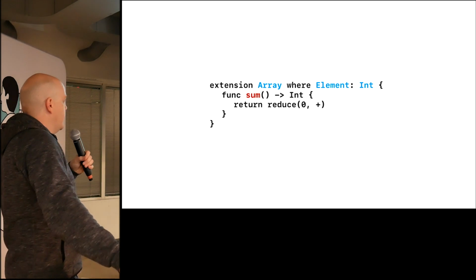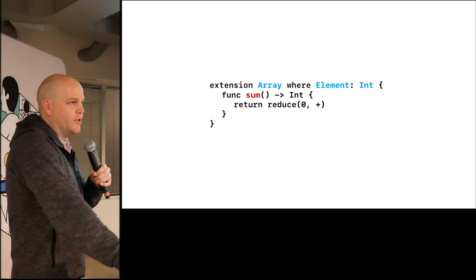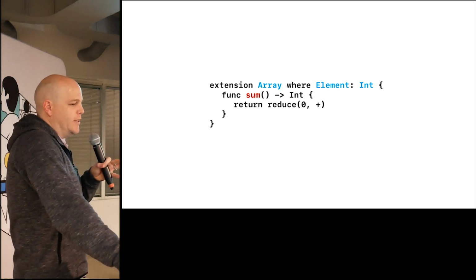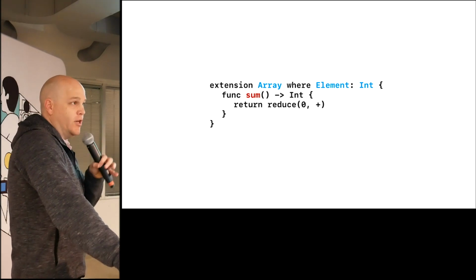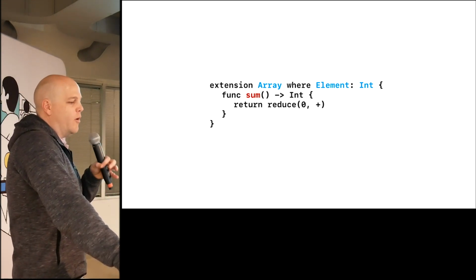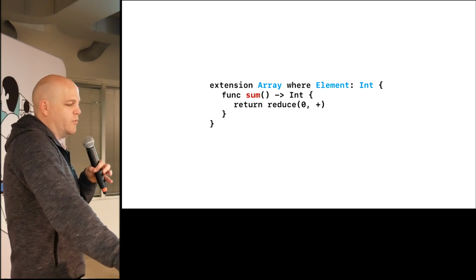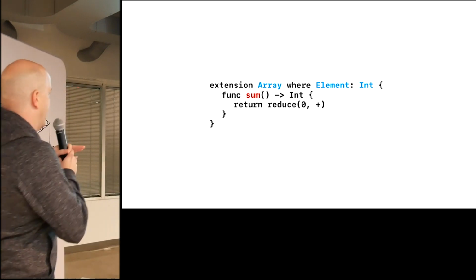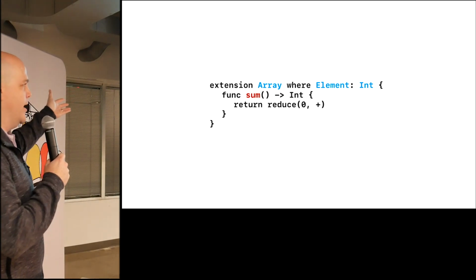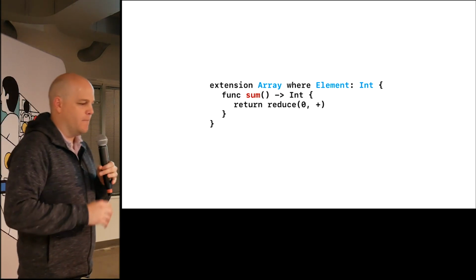So Swift 4 added the concept of conditional conformance. This is just a fancy way of saying that you can define an extension to a generic type, like Array, that only applies to specific concrete types. So the sum function wouldn't make sense on an array of strings, right? What would it mean to add up an array of strings? That makes absolutely no sense.